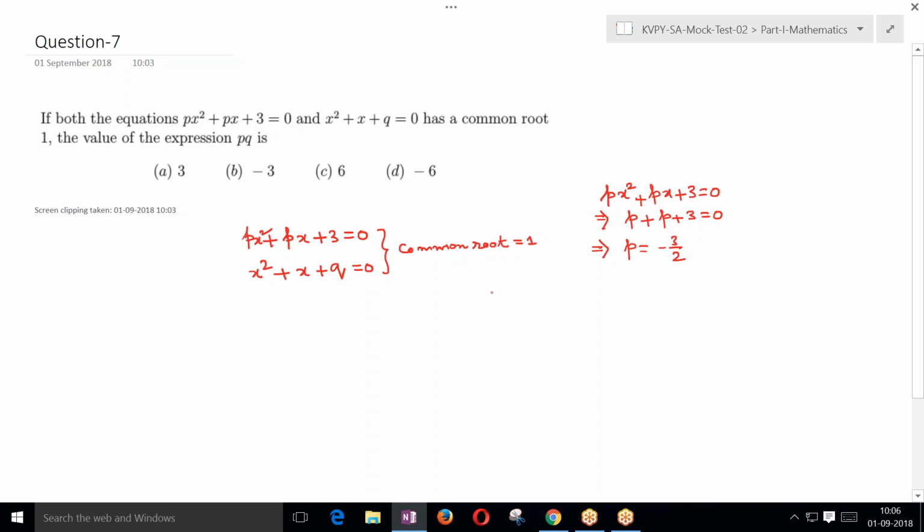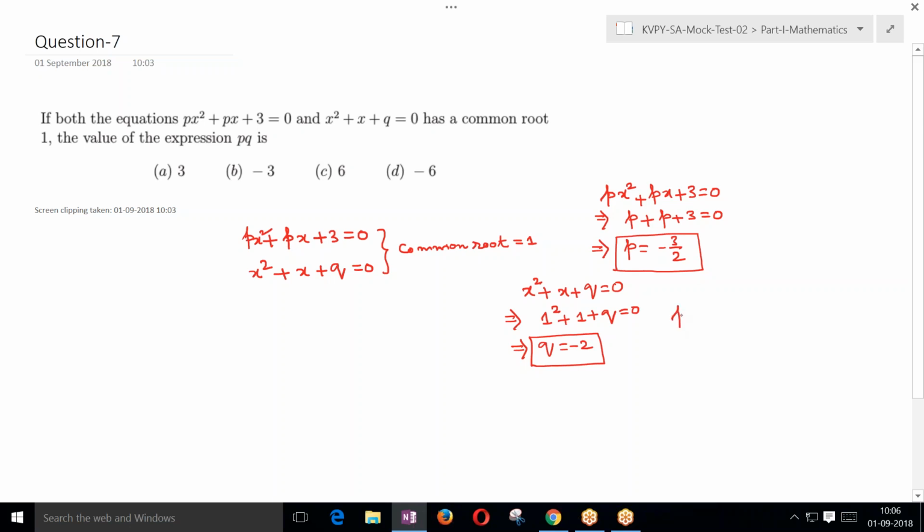Now at the same time, x square plus x plus q equal to 0 also has a root 1, common root 1. So that means 1 square plus 1 plus q is equal to 0. So from here we get the value of q is equal to minus 2. So we get the value of p is equal to minus 3 by 2 and q is equal to minus 2.